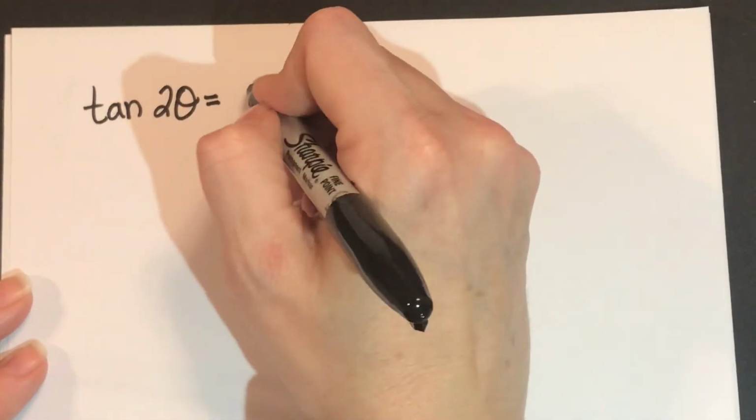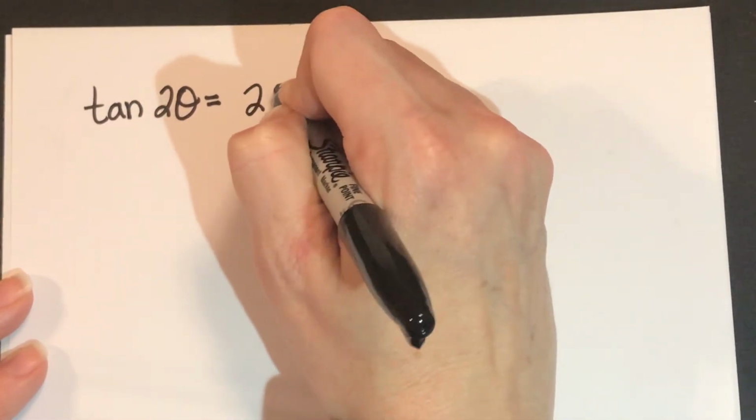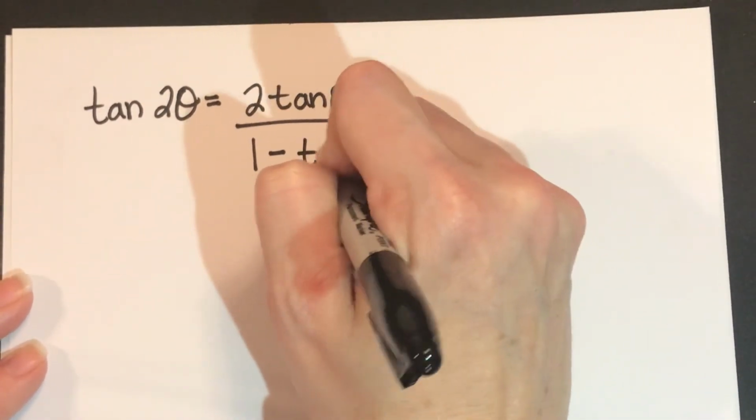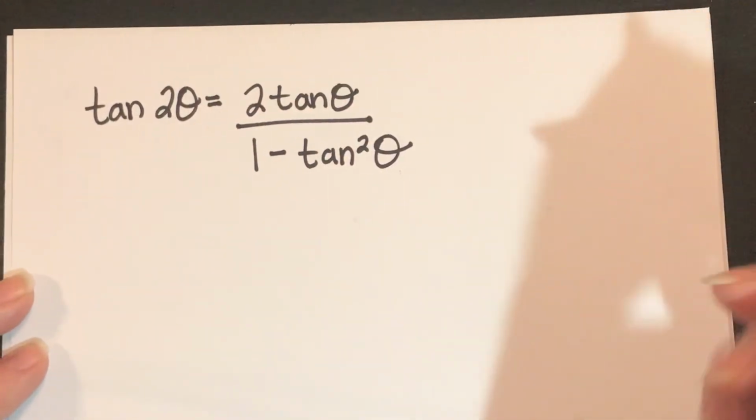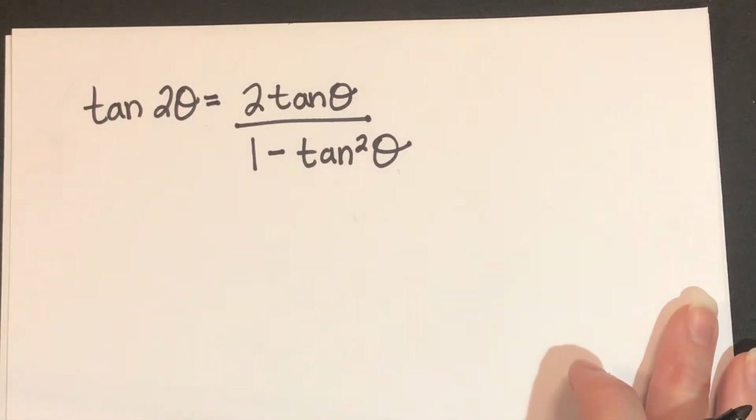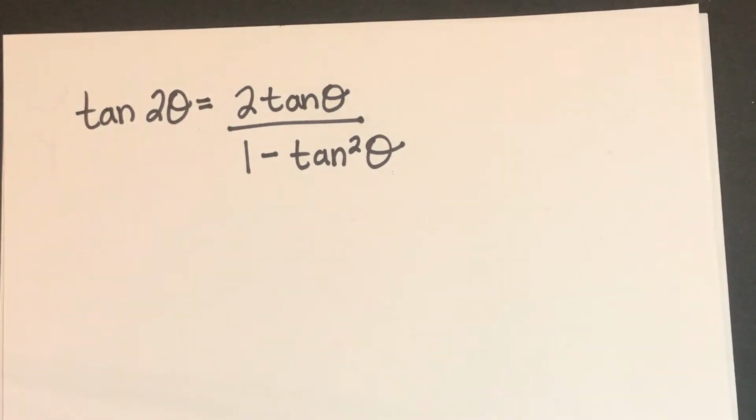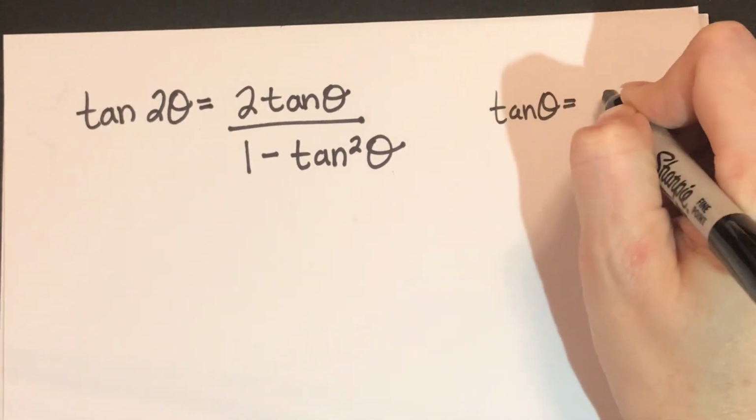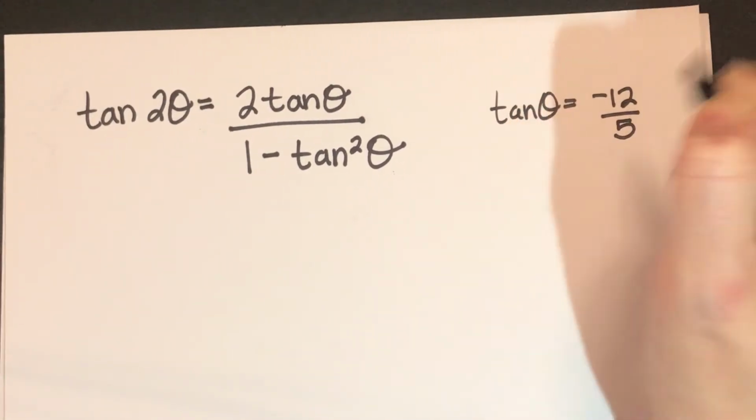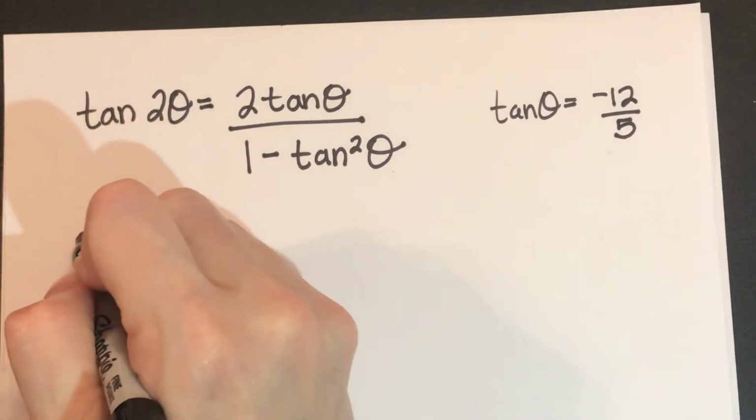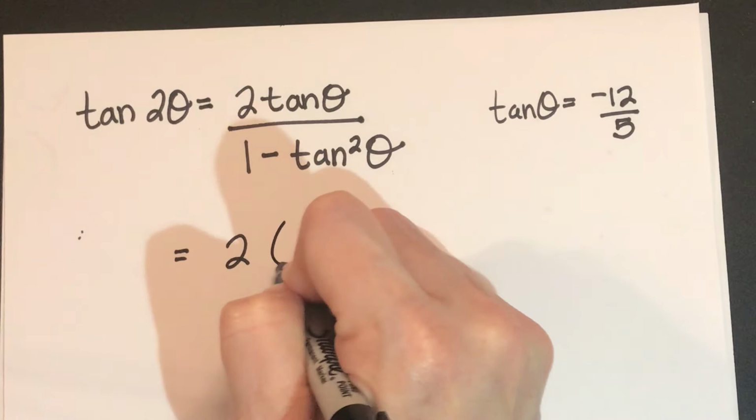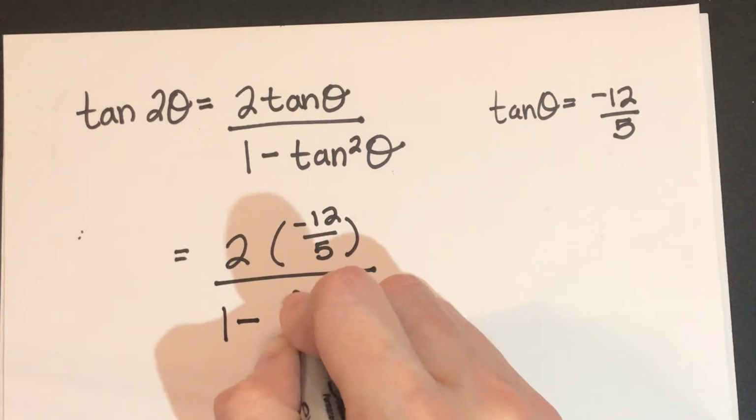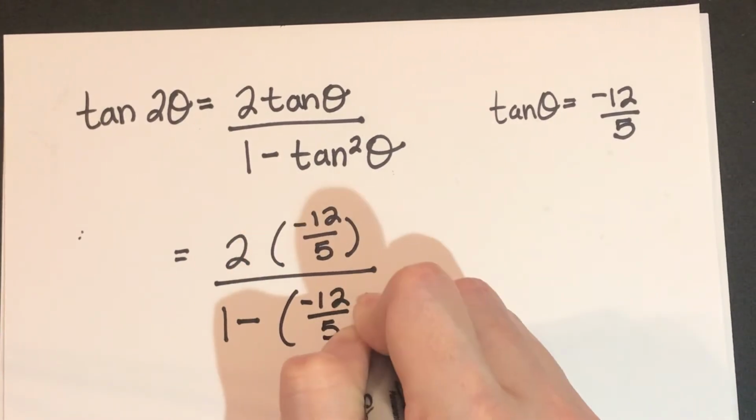Now our formula for tangent says that it is equal to 2 tangent theta over 1 minus tangent squared theta. Okay, so we found that, oh, where's all my papers? Okay, the tangent, just write it off to the side. We did find that tangent was equal to negative 12 over 5. So that's what we're going to use for this. So this equals 2 times negative 12 fifths over 1 minus negative 12 fifths squared.